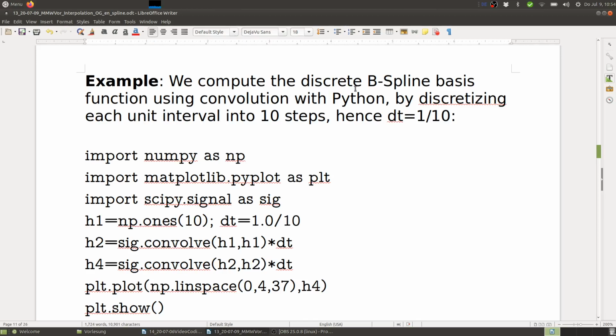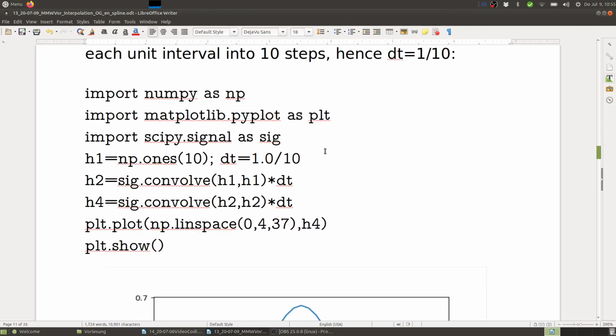We compute the discrete B-spline basis function using convolution with Python by discretizing each unit interval into 10 steps. Hence we have a dt, a time step of 1/10. So this is basically a trick: we don't really have continuous signals in Python, but we can have fine steps, and 10 steps is not particularly fine, but for our plot good enough. So that's what we do here.